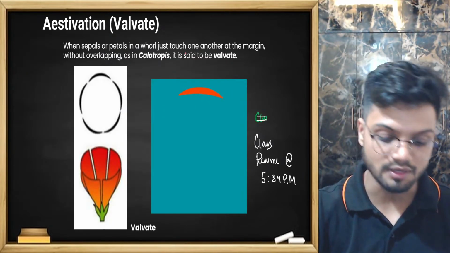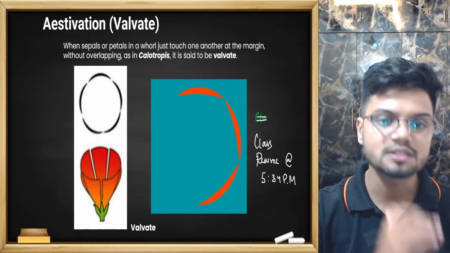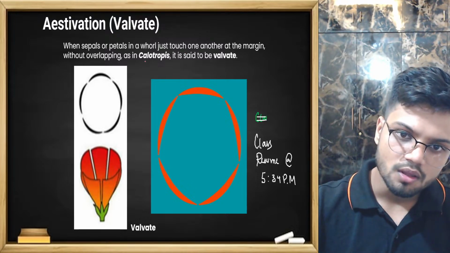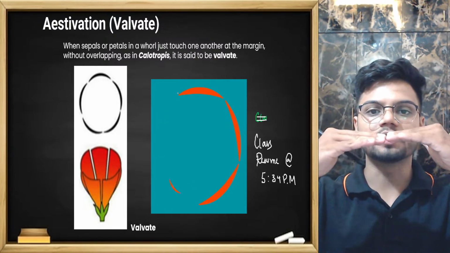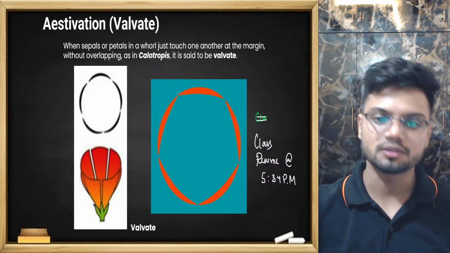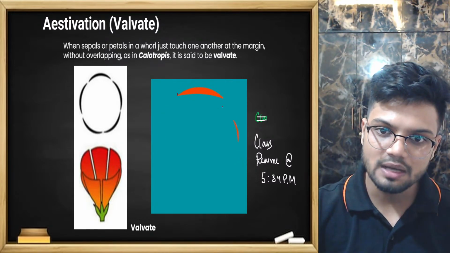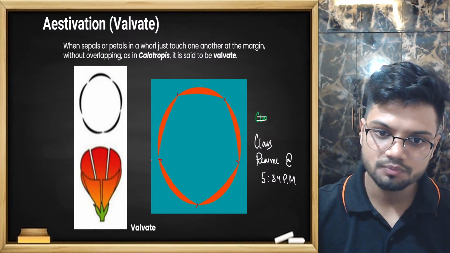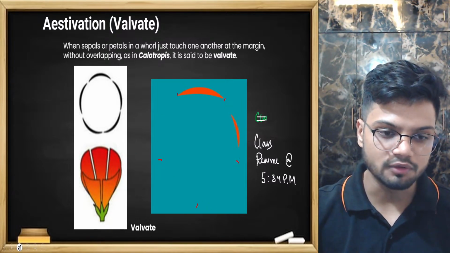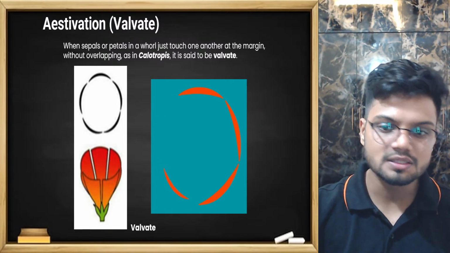So for example, see this valvate estivation. All of you look at valvate estivation. Can you see here? Each petal or sepal is touching edge to edge. Just margins are being touched here. This margin is touching this margin. Margins are being touched one by one here.